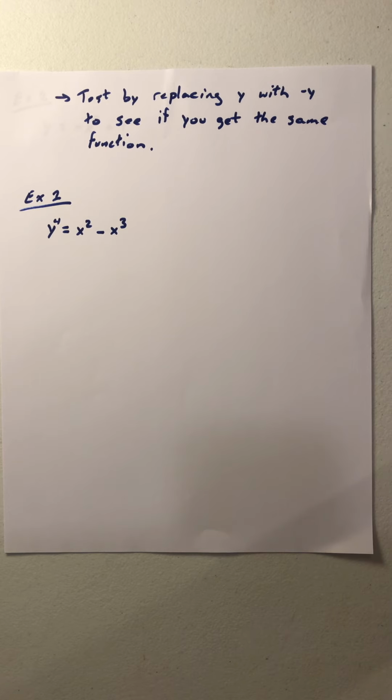So, how do we test? Remember, we replace the y with a negative y. Oh, sorry, that was with the x-axis. Replace the y with negative y to see if you get the same function out. So, for example 1, we have y to the fourth equals x squared minus x to the third. We're going to test for all three symmetries for all of our problems, to show you how it works. I may ask you to check for y-axis symmetry, I may ask you to check for x-axis, I may ask you for the origin, I may ask you for all three. It just depends on how the question's asked.